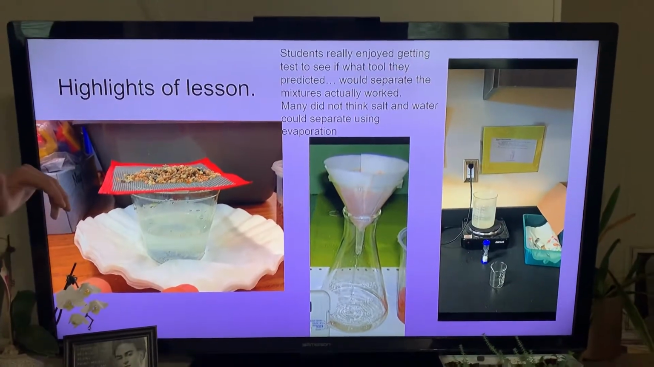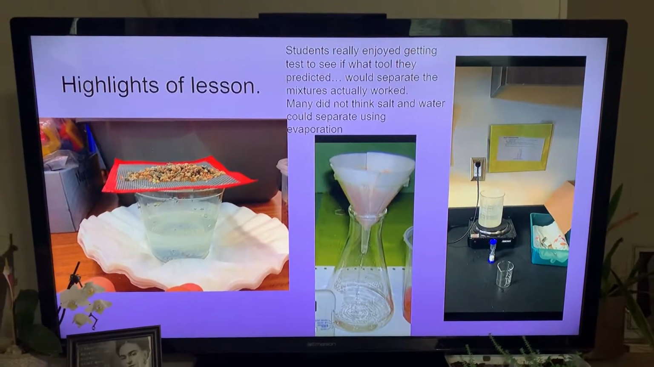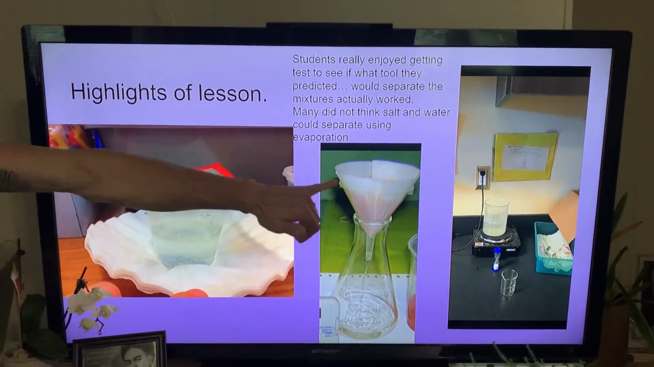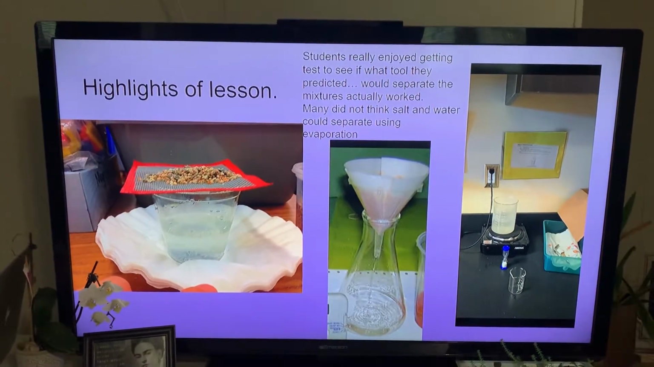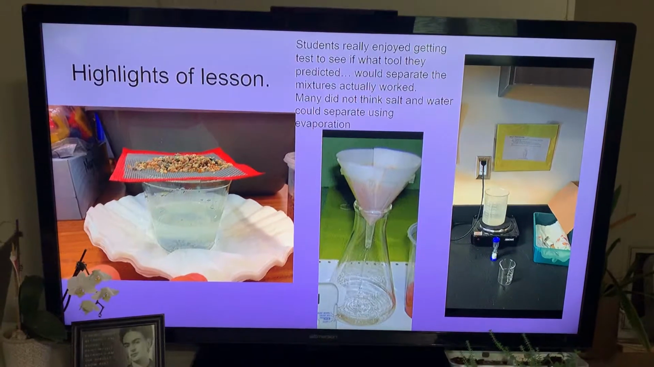Nobody in my group thought that we could separate salt water, and when we actually got to do that and see the salt left behind at the end and all the water evaporated away, it was a pretty cool eye-opener to some of the students, and it was a lot of fun.